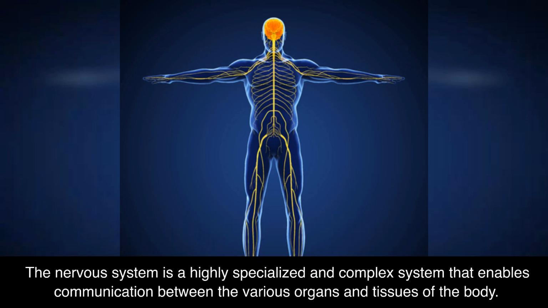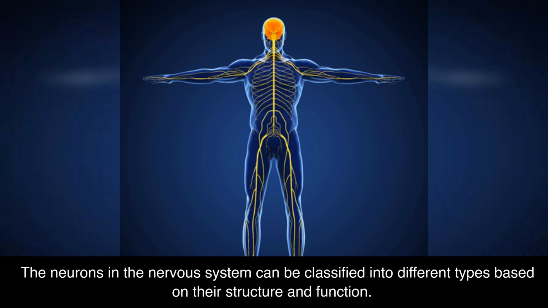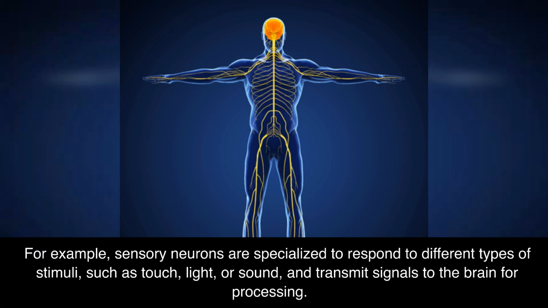The nervous system is a highly specialized and complex system that enables communication between the various organs and tissues of the body. The neurons in the nervous system can be classified into different types based on their structure and function. For example, sensory neurons are specialized to respond to different types of stimuli, such as touch, light, or sound, and transmit signals to the brain for processing.